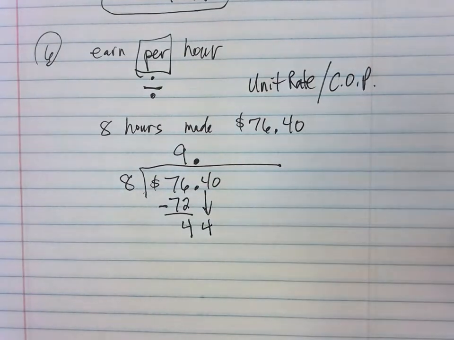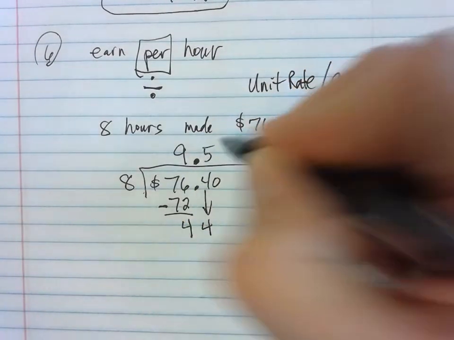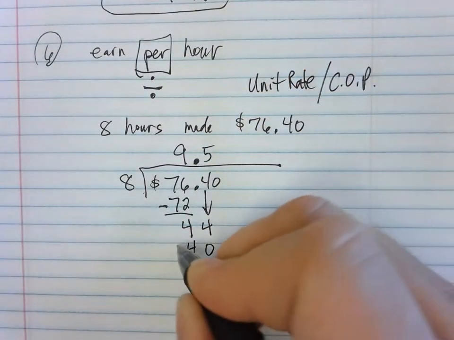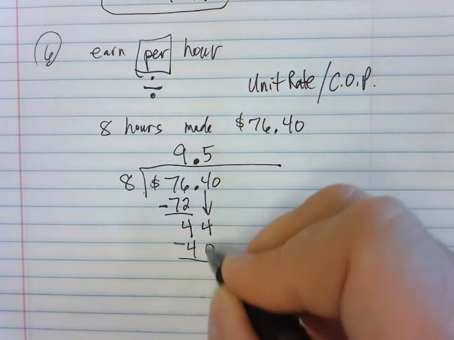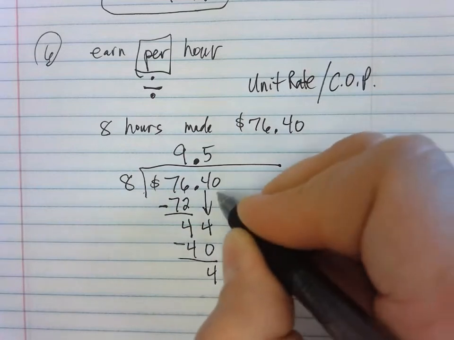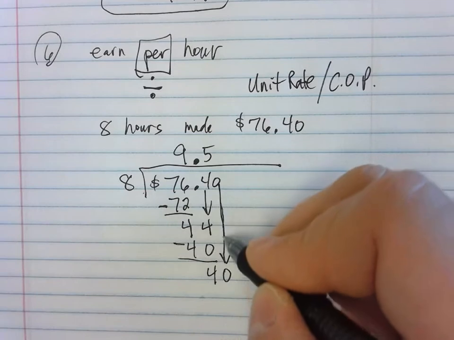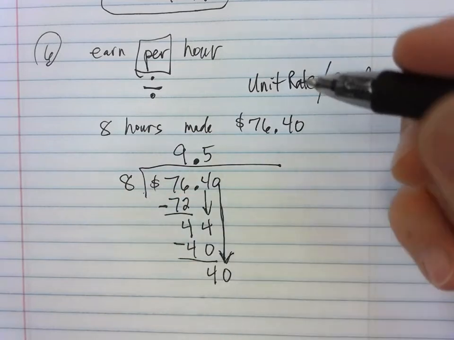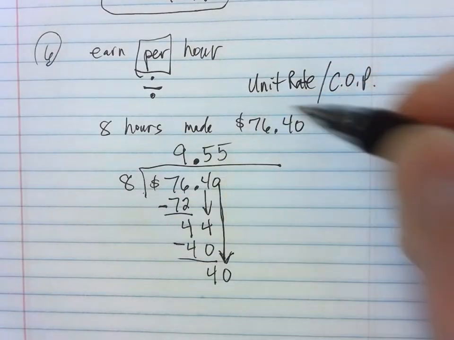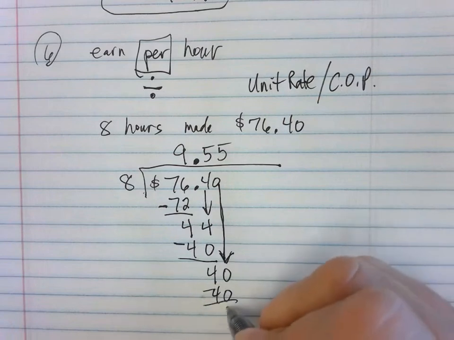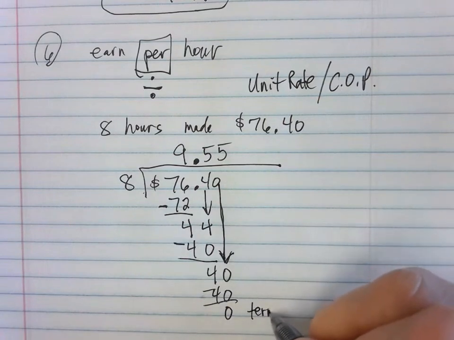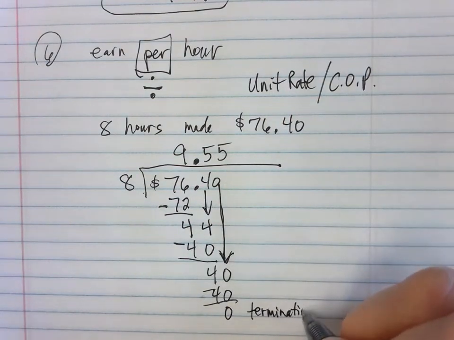8 goes into 44 five times. 5 times 8 is 40. Again, I'm going to subtract that. 44 minus 40 is just 4. And I've got to bring down my other 0. You can see how I'm using my little arrows here just to show I'm bringing the number down. And of course, 8 goes into 40 five times. And this, again, is known as a terminating decimal. Terminating because it comes to a stop.